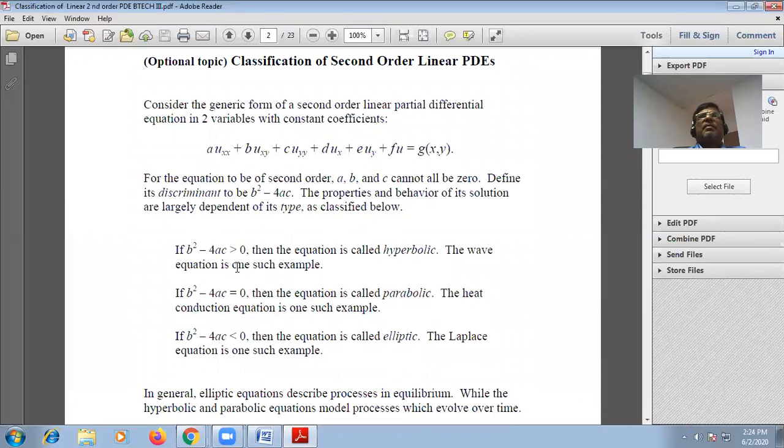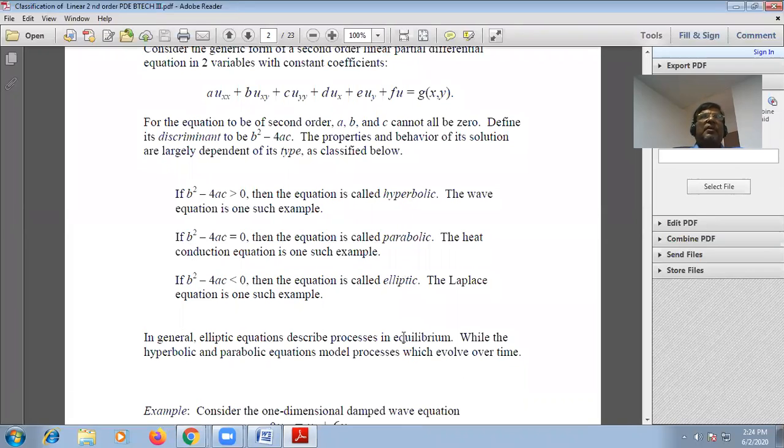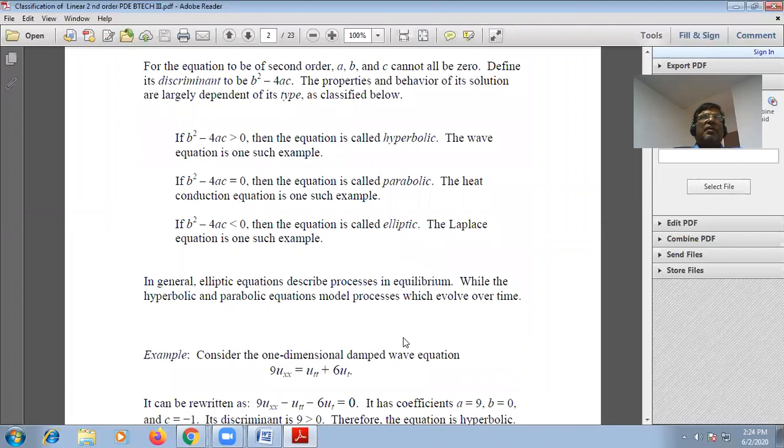You know that in your quadratic equation, when you find D, then you discuss the nature of the roots of the equation when D is greater than 0, D equal to 0, or D less than 0. Here, if b squared minus 4ac is greater than 0, then you say that this is hyperbolic. B squared minus 4ac equal to 0, this is parabolic. B squared minus 4ac less than 0, then this is elliptic. The Laplace equation is one such example.